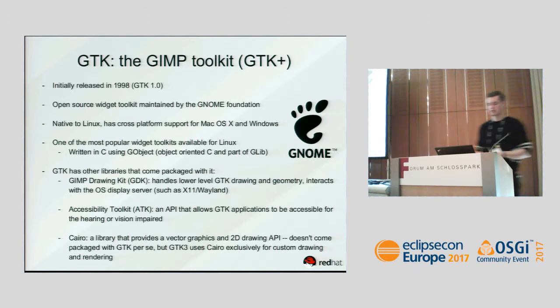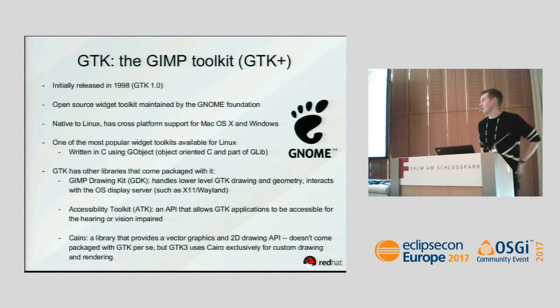Then we have the Accessibility Toolkit, which is ATK. That basically adds support for assistive technologies. The most common one is Orca. So for example, if you're visually impaired, you can start Orca and the screen reader will read to you what's displayed on the screen. SWT makes use of this on GTK, and on Windows and Mac, of course, there's also accessibility support, but this is Linux specific.